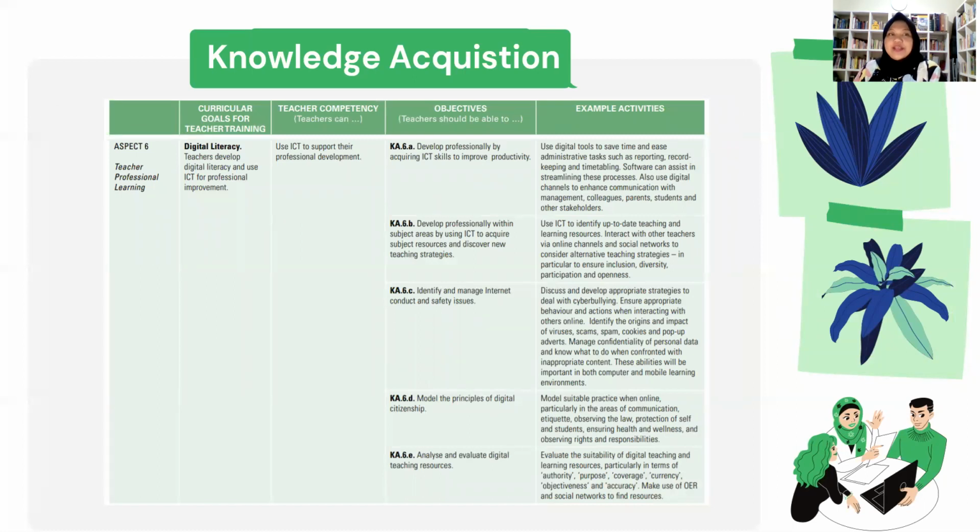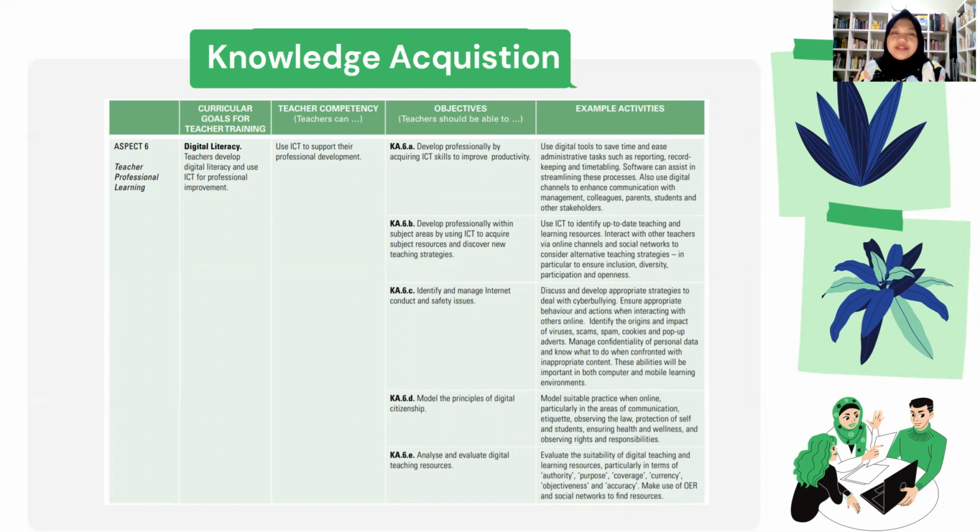The last aspects will be teacher professional learning. In this aspect, the teacher should be able to develop professionally by acquiring ICT skills to improve productivity by using digital tools to save time and ease administrative tasks such as reporting, record keeping, and timetabling.